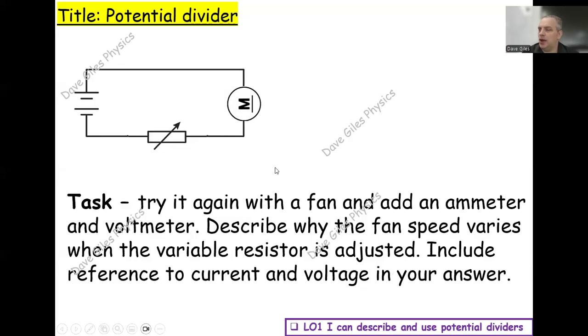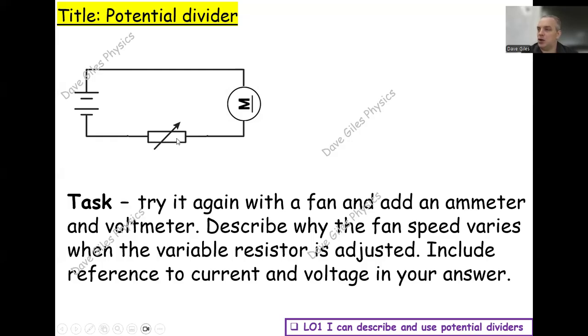If you add an ammeter here in series and a voltmeter in parallel, what you'll see is that when it's on very low resistance, you've got most of the voltage across the motor, which is a bit like in the starter task where we had most of the voltage across the big resistor. Because if the resistance of the variable resistor is low, the majority of the voltage is going to be across the motor because its resistance is bigger by comparison.